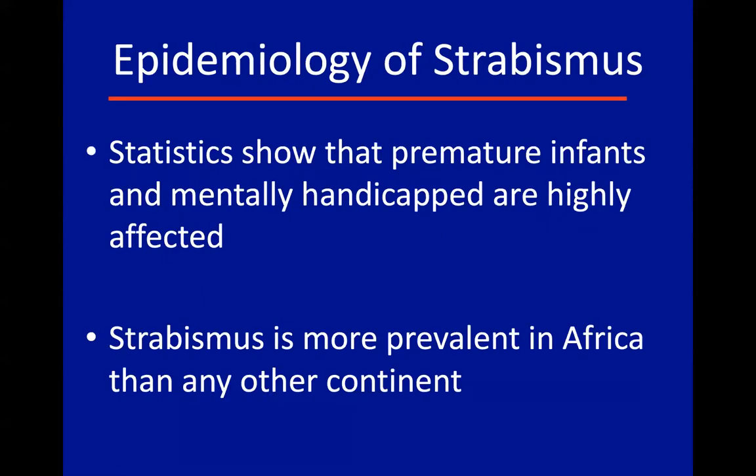So what's the epidemiology of strabismus? It shows that premature infants, so we talked about retinopathy of prematurity, and unfortunately the mentally handicapped are highly affected when you compare them with the rest of the population. And interestingly, strabismus is more prevalent in Africa than any other continent. So we tend to see it a lot in our part of the world.